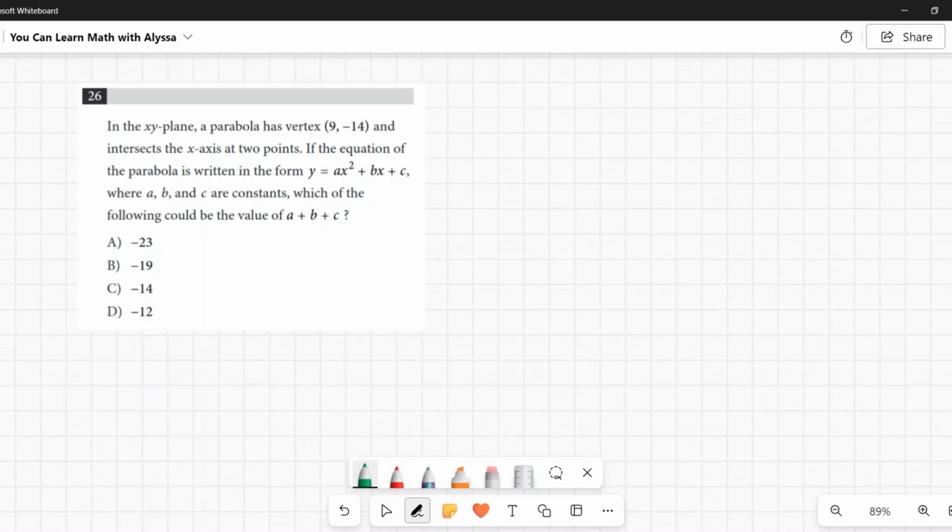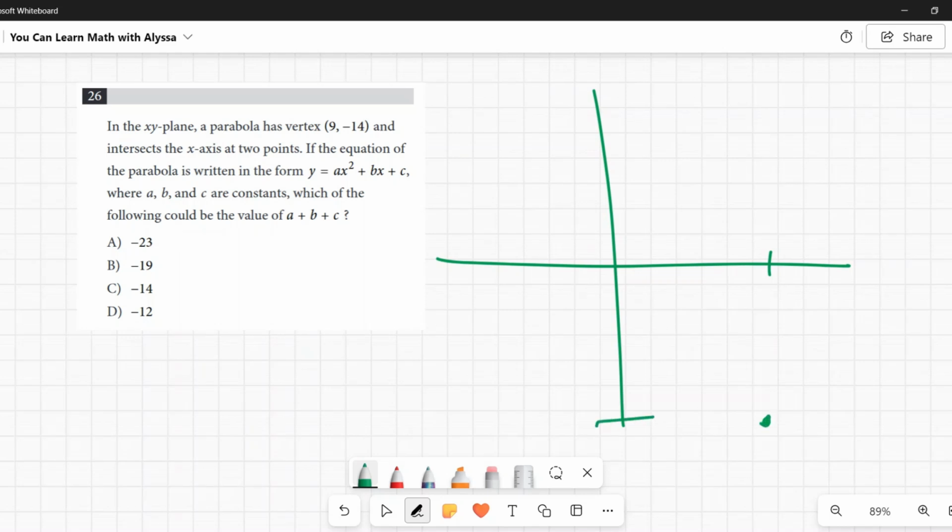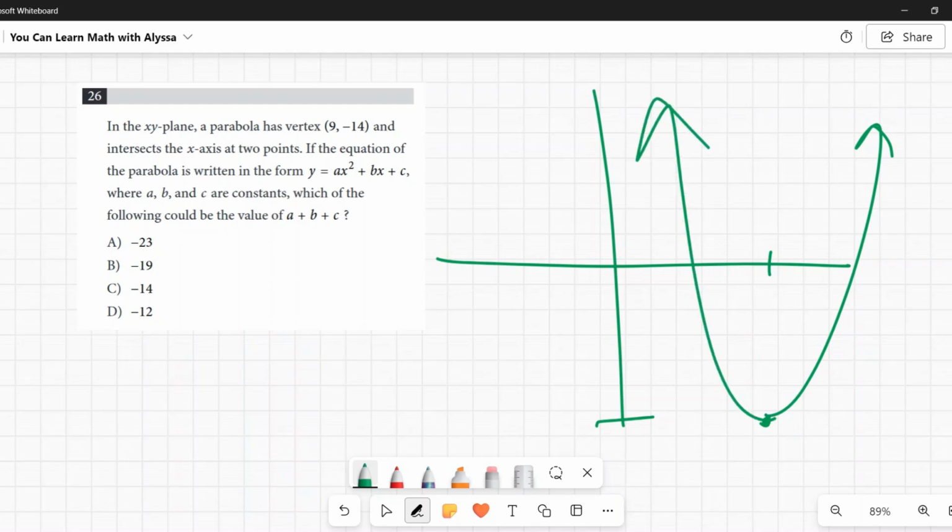Here we have this parabola. Let's do a quick sketch to just visualize where it is. So it's at 9. I'm not drawing this to scale. And negative 14. And it has an intersection of the x-axis at 2 points. So it's opening up. So what do we know about this thing already? We know it's a positive parabola. In that ax squared plus bx plus c, that a must be positive because it's opening up.